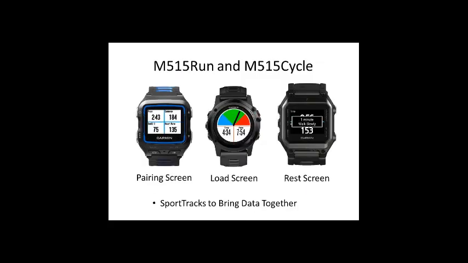This screen is showing the screenshots from the 515 Run and the 515 Cycle apps. The pairing screen looks a little bit different. This will just show you when you're getting data from the various sensors. So if you're getting data from your Moxy sensor, it'll show you the actual Moxy data. And once you're paired to a heart rate sensor, it'll show you your actual heart rate.